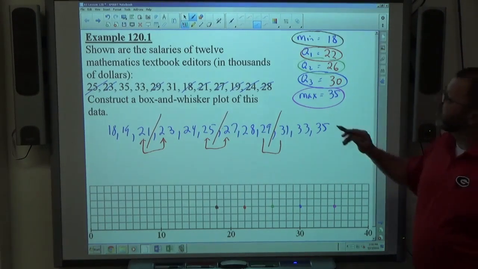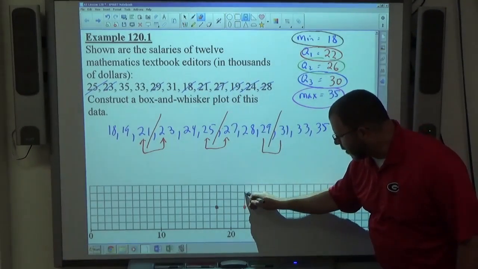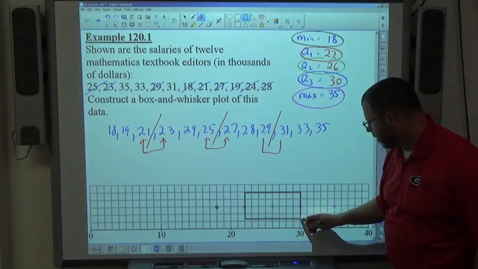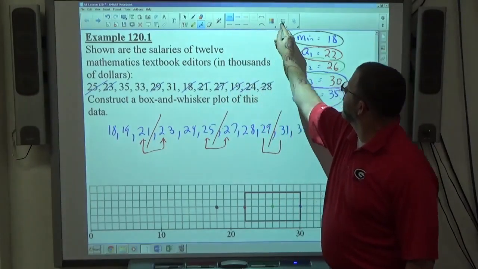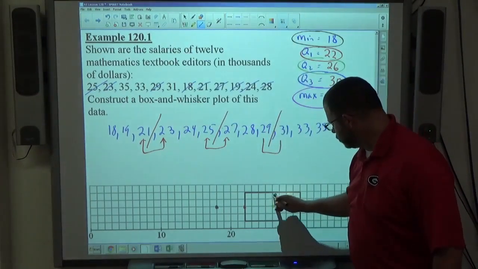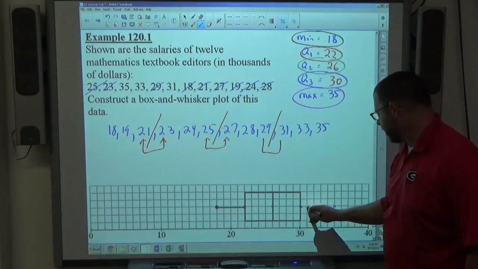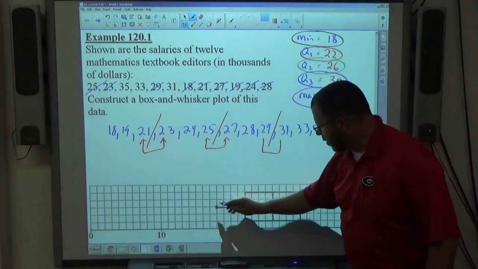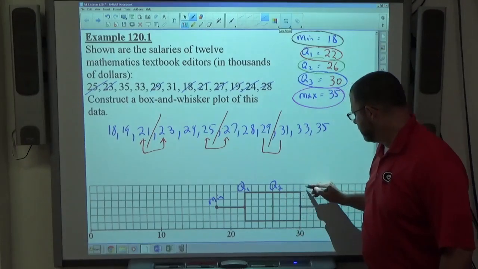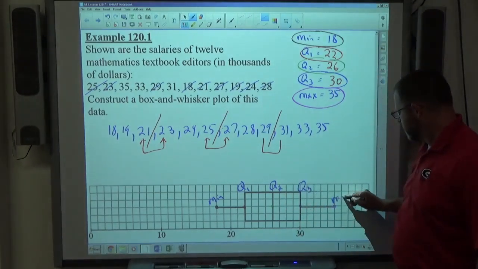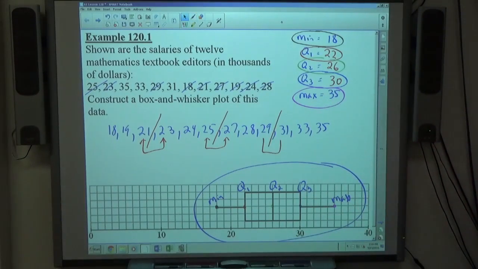The way it gets its name as far as a box and whisker plot is concerned is we create a box around the quartile 1 to quartile 3, like so. We put a vertical line at quartile 2, and then we put a horizontal line out to the min and max. And I also identify these things as what they are. That's what my box and whisker plot should look like for that.